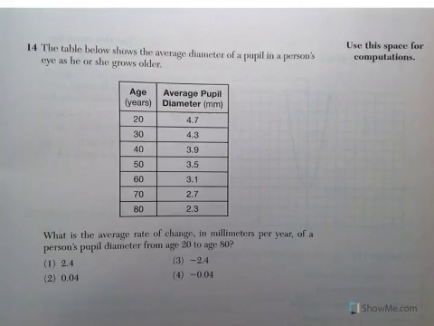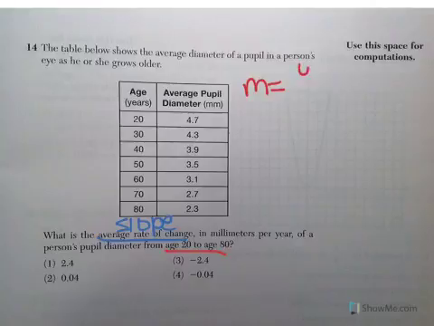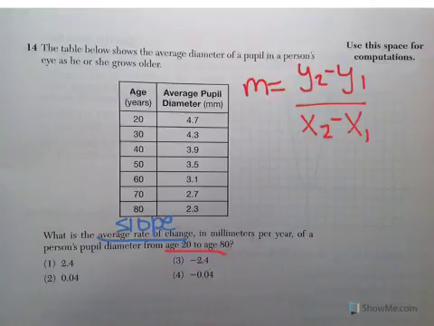Number 14. The table below shows the average diameter of a pupil in a person's eye as he or she grows older. What is the average rate of change? Remember, average rate of change just means the word slope. What is the average rate of change in millimeters per year of a person's pupil diameter from age 20 to age 80? So if you remember the slope formula, m equals y2 minus y1, change in y's, over the change in x's, which is x2 minus x1. We're looking at the points 80, 2.3, and 20, 4.7.